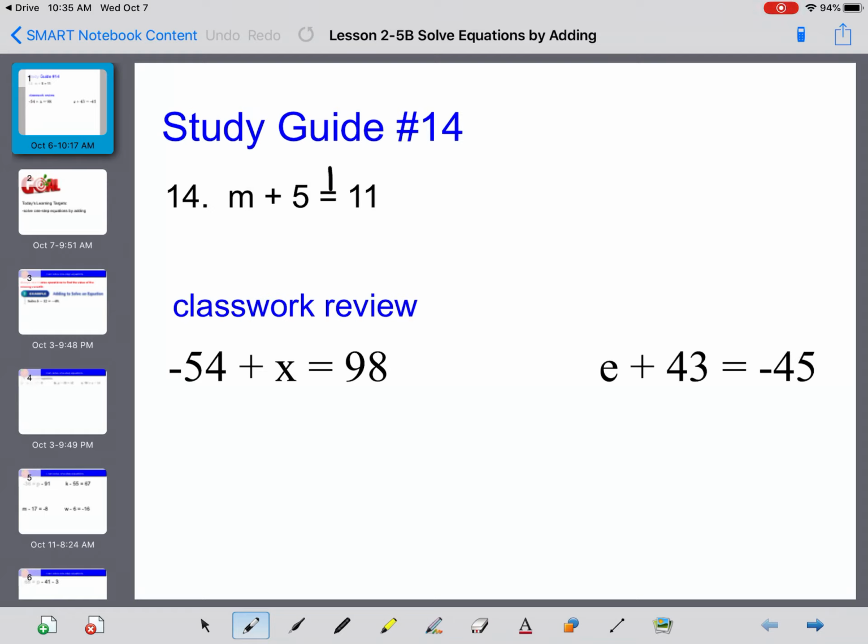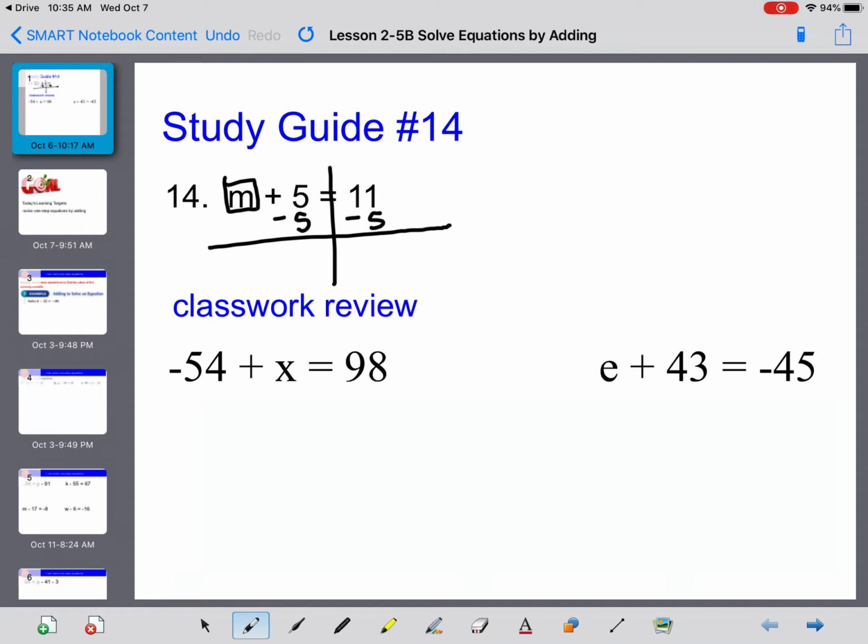All right, the first thing that you should do is draw a line down the equal sign. I'm trying to find out the value or the solution, so the value of m. To do that, I need to use inverse operations. The inverse of adding 5 is subtracting 5. So I subtract 5 from both sides of the equal sign.